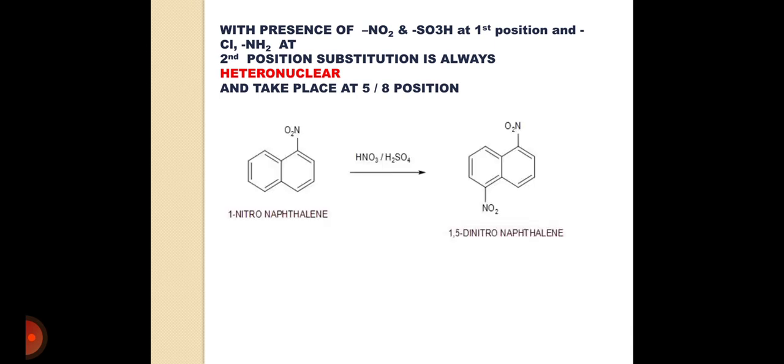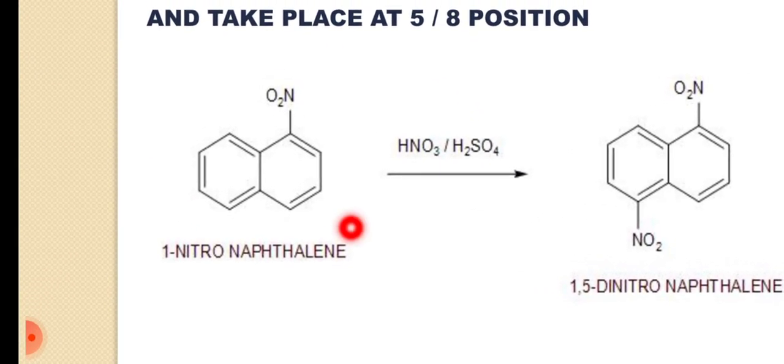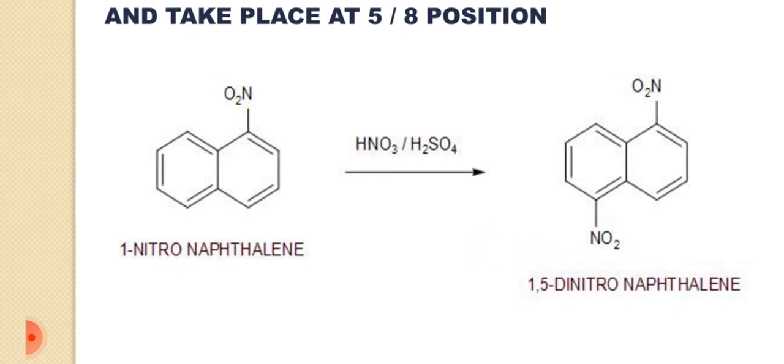Let's see the example. When 1-nitronaphthalene is reacted with nitric acid in presence of sulfuric acid, the naphthalene ring undergoes the nitration and the nitronium ion gets attached at position number 5 to give us 1,5-dinitronaphthalene.